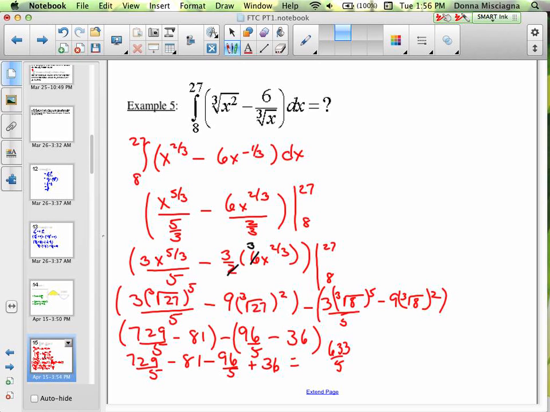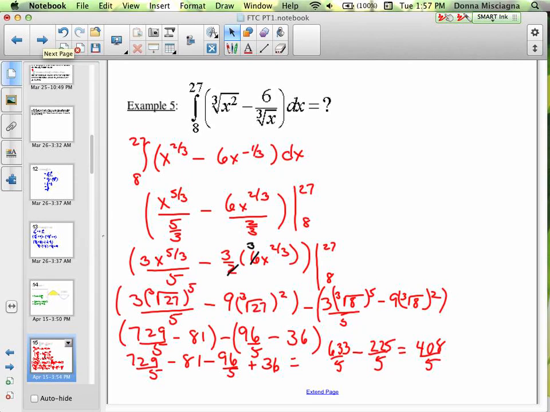And let's change that to fifths so that we can combine it. That would be 225 fifths. So the final answer is going to be 408 fifths. There we go. All right, so not too bad. Probably the computation was the hardest part, right? And hopefully there's no math errors. That can be, so take your time when you're doing the computation so you don't make any silly math errors.